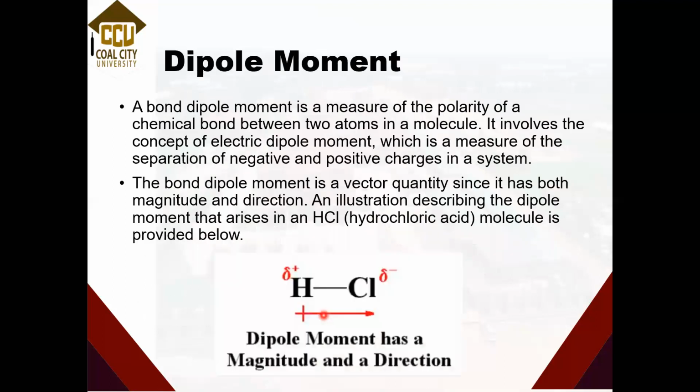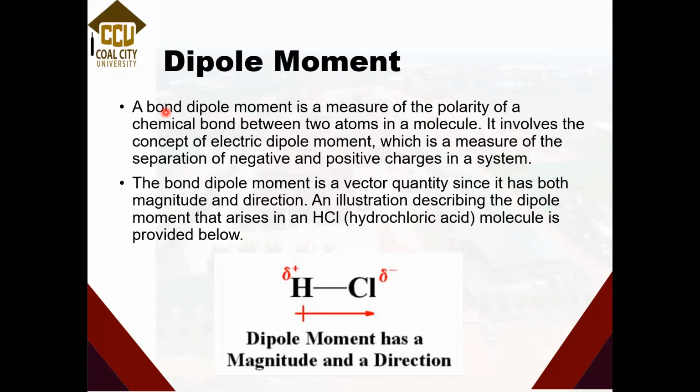Okay, furthermore, let's see some more information about dipole moment. A bond dipole moment is a measure of the polarity of a chemical bond between 2 atoms in a molecule. Take note of the word bond dipole moment. It means that there is a difference between the molecular dipole moment and the bond dipole moment. The bond dipole moment is the measure of polarity of chemical bonds between 2 atoms in a molecule. You know, we have some molecules having 3, 4, 5 atoms.